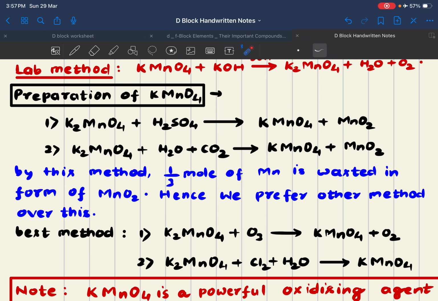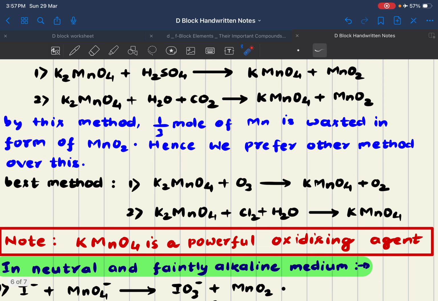We discard this method. So what's the best method? You have manganate, treat with ozone, you will get permanganate. Or you have manganate, K2MnO4, potassium manganate, you treat with chlorine water. Again, you will get permanganate. Done. It's easy. You have to memorize these reactions for sure. There is no other way around. I'm telling you guys, no other way around. If you want to score in the d-block elements chapter, you have to memorize these reactions. There is no other way.